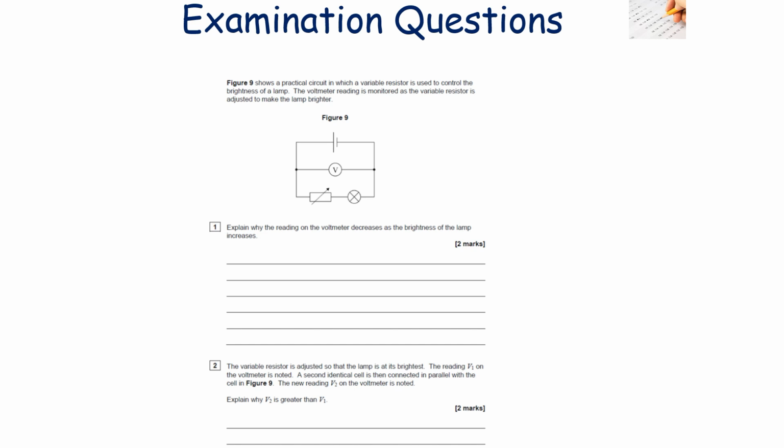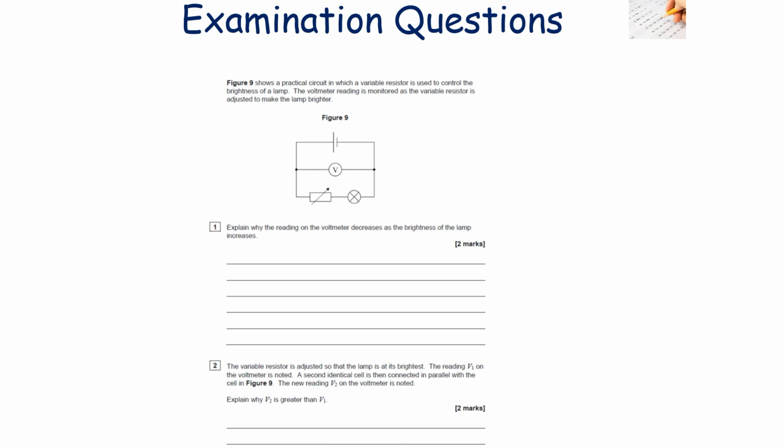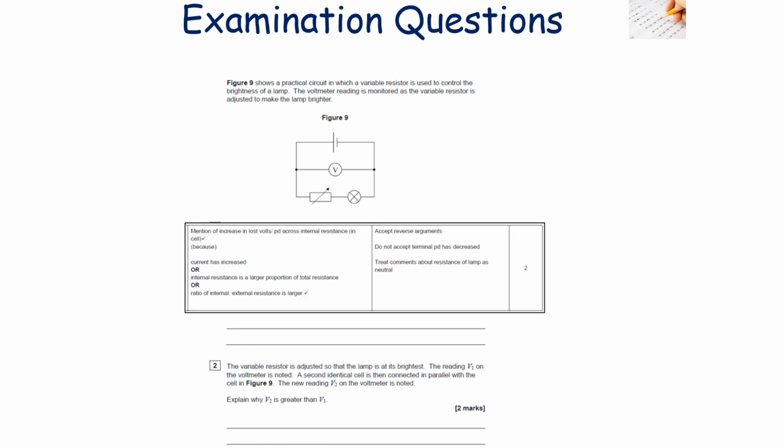We've got to think about the voltmeter decreasing when the brightness of the lamp increases, and look at how they're connected in the circuit. You'll notice straight away that the lamp and the variable resistor are connected as a potential divider. What's important to note is that as the brightness of the lamp increases, the current through the lamp increases, so it tells us that our internal resistance is a larger proportion of the total resistance, because there's an increase in the lost volts across the internal resistance of the cell. So it's important to note that idea.